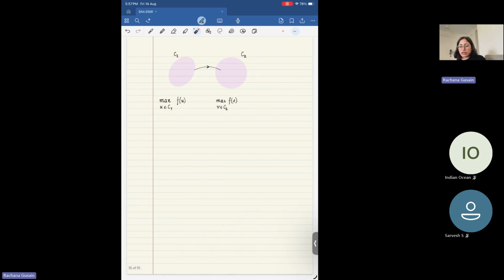Now, the question is, if I run DFS on just these vertices, once I'm done, every node will have a finishing time. I look at all the nodes in my component C1 and look at the maximum finishing time assigned. I do the same thing for C2. The question is, which one will be larger of the two?